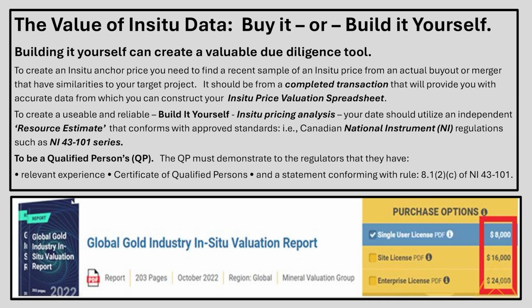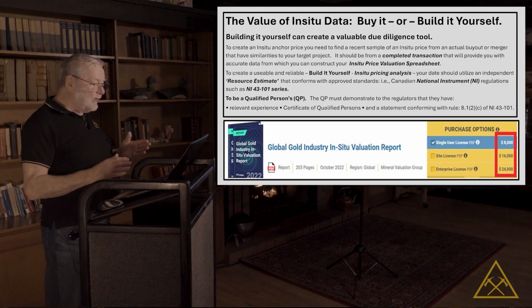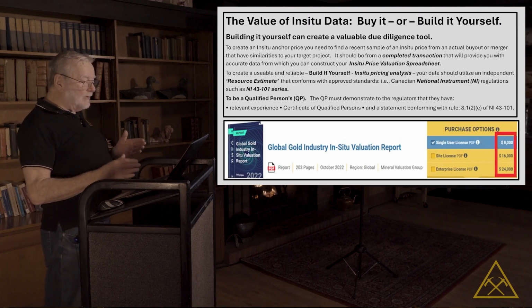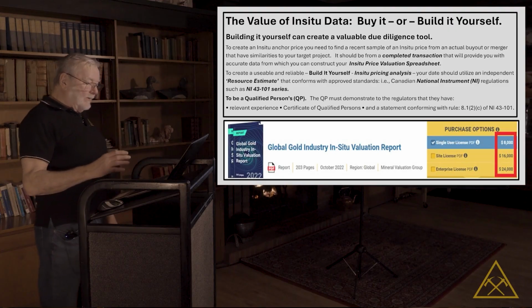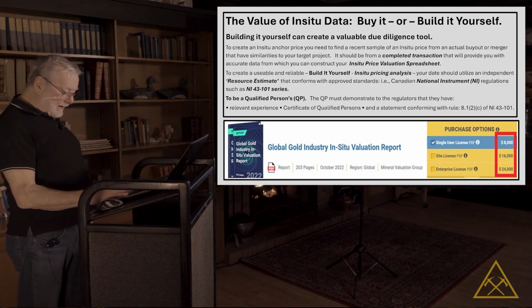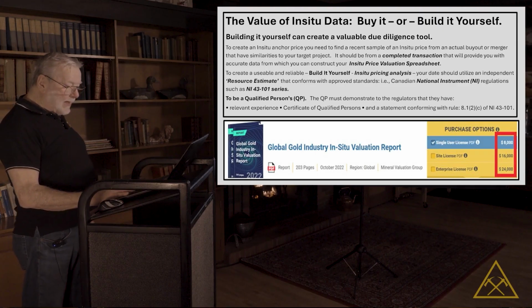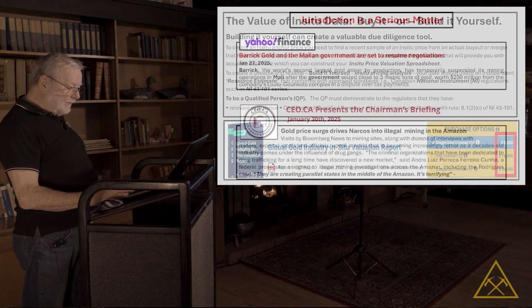To create an in situ anchor price, you need to find recent samples of in situ prices from actual buyouts or mergers that have similarities to your target project. And it should be from a completed transaction if possible, that will provide you with accurate data from which you can construct your in situ price valuation spreadsheet. So I'll leave you to look at that. You can go back to it as a reference.